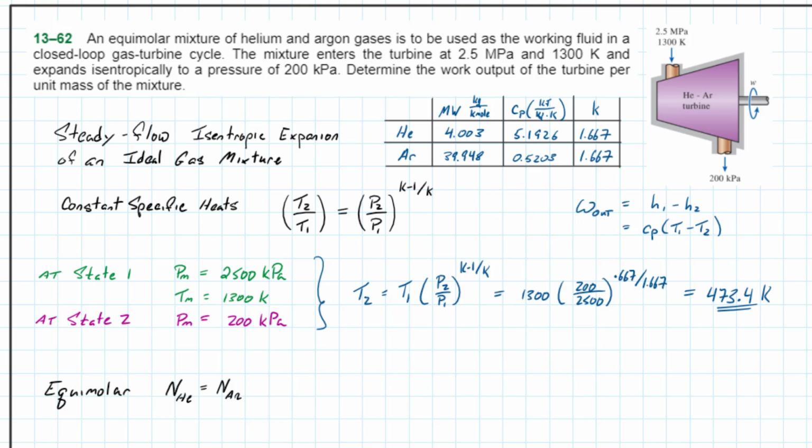And we also know that 4.03 kilograms of helium would be in the same, well, equimolar means that for every 4 kilograms of helium we're going to have 40 kilograms of argon. So to figure out the mass fractions, we can utilize the molar quantities. We can do it either in mass or moles. The ratios would stay the same.